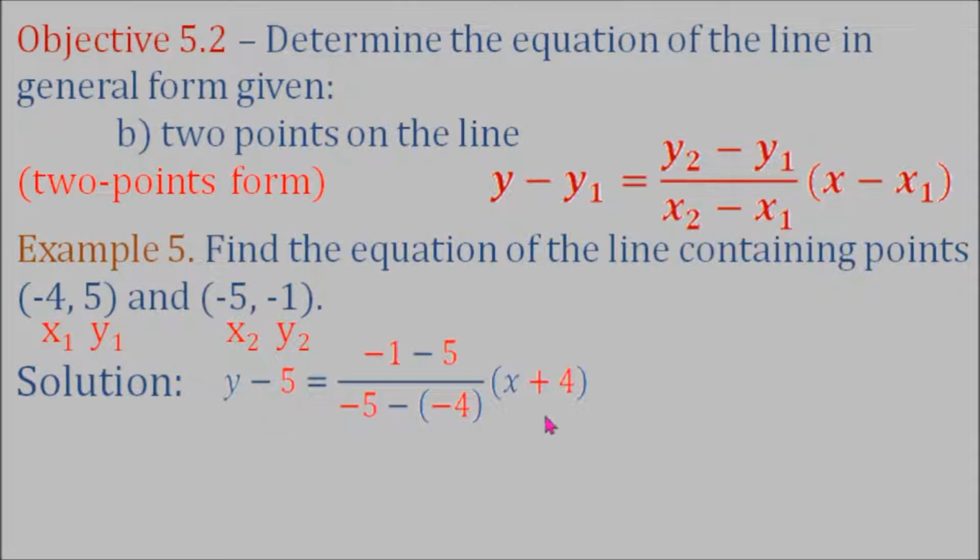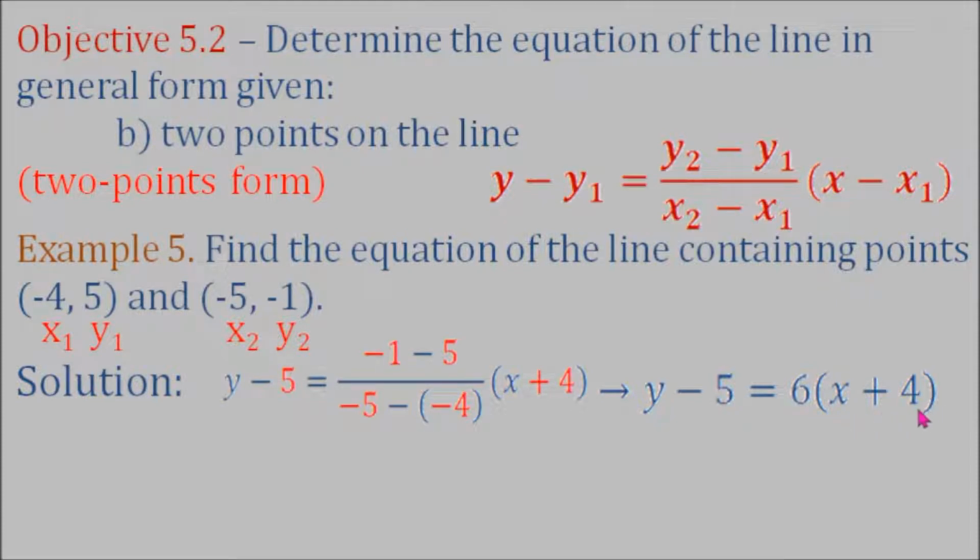Substituting these numbers into our formula, we have y minus 5 equals negative 1 minus 5 over negative 5 minus negative 4 times the quantity x plus 4. Why plus 4? Because x sub 1 is negative 4. Now negative 1 minus 5 is negative 6, and negative 5 minus negative 4 is negative 1. So negative 6 over negative 1 is simply a 6. So we have y minus 5 equals 6 times the quantity of x plus 4.